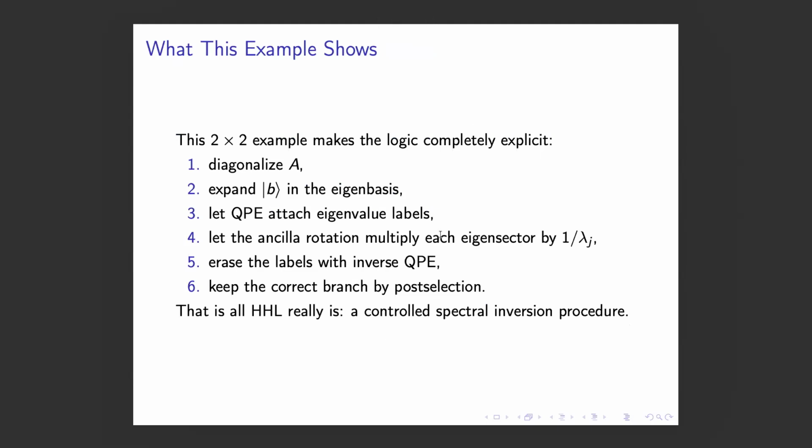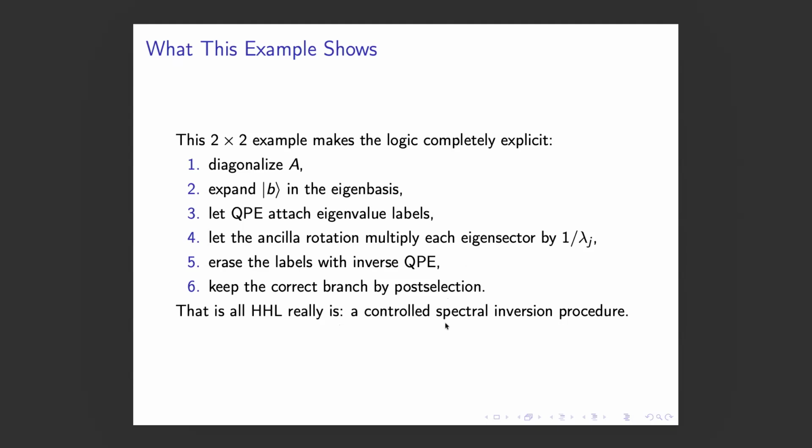So the 2x2 makes the logic, hopefully, explicit. You diagonalize A, expand B in the eigenbases. These are the classical elements. You let the QPE attach eigenvalue labels. You let the ancilla rotation multiply each eigensector by 1 over lambda j. You erase the labels with inverse QPE. You keep the correct branch by post-selection, which is 1, which you want. And that is all it really is. It's a controlled spectral inversion procedure.